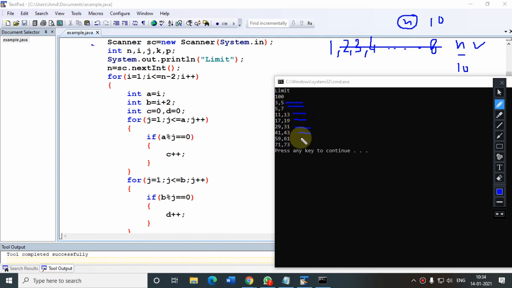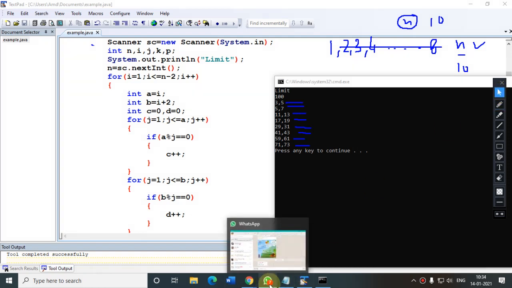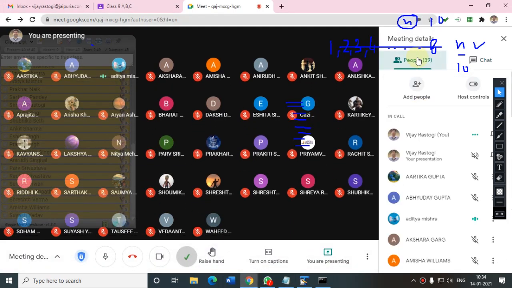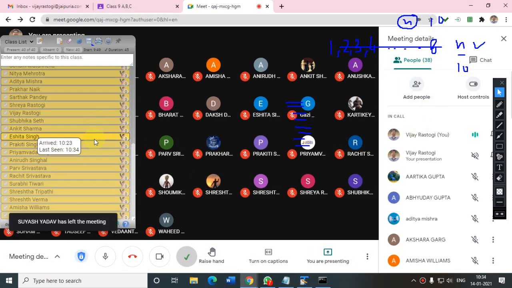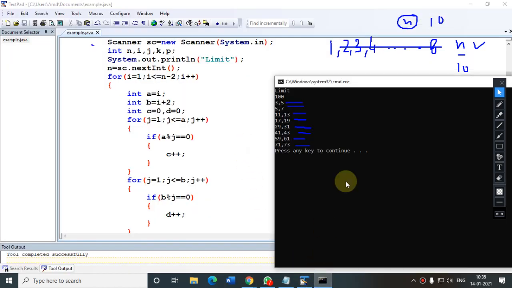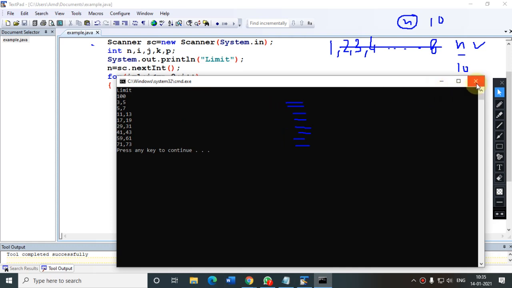Am I right? Yes, sir. Any confusion, Bharat? Aditya Mishra, any confusion, beta? No, sir. I hope you were doing it this way only, right? Yes, sir. No problem. Very good.